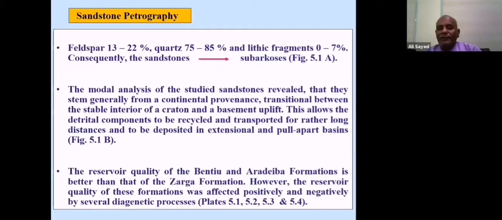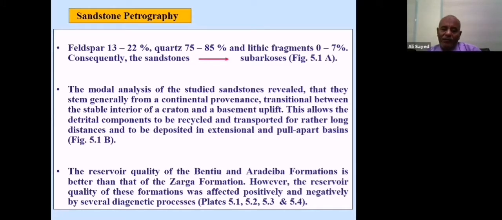Also we did petrography. In the petrography, we found that all of these sandstones belong to the subarkose class. We also did modal analysis of this sandstone, which indicates that all of the sediment stems generally from a continental province, transitional between the stable interior of a craton and a basement uplift. This allows the detrital component to be recycled and deposited over rather long distances and to be deposited in an extensional, pull-apart basin. That is, the Muglad Basin is a pull-apart basin.